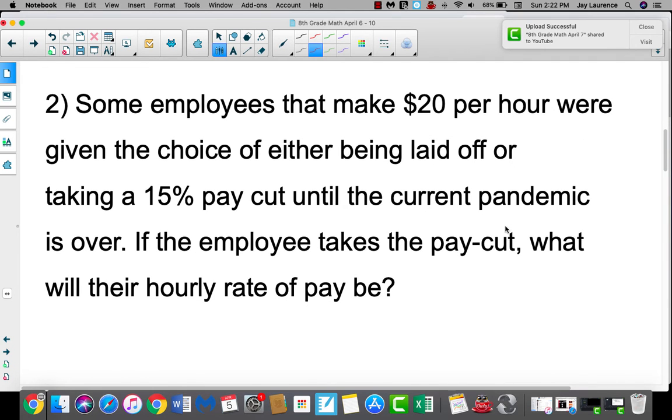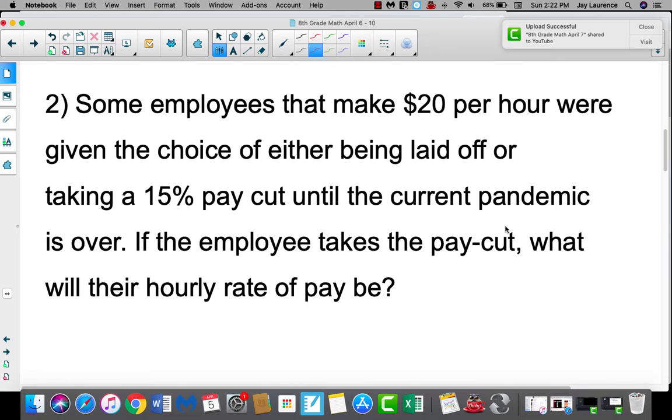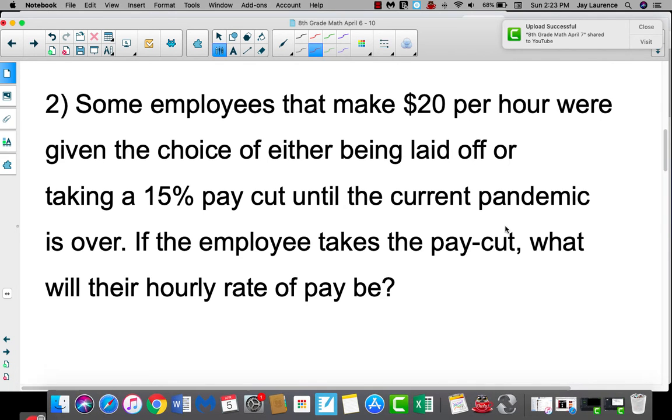Kind of a current problem here. Some employees that make $20 per hour were given a choice of either being laid off or taking a 15% pay cut until the current pandemic is over. If the employee takes the pay cut, which means their pay rate is reduced, did you hear the subtraction in there? What will their hourly rate be?